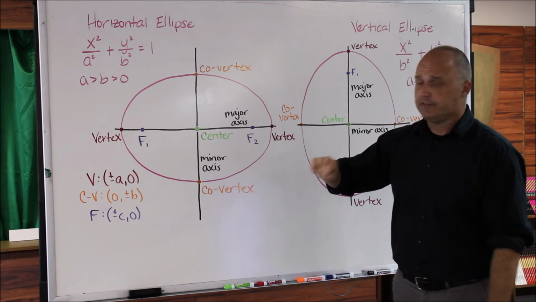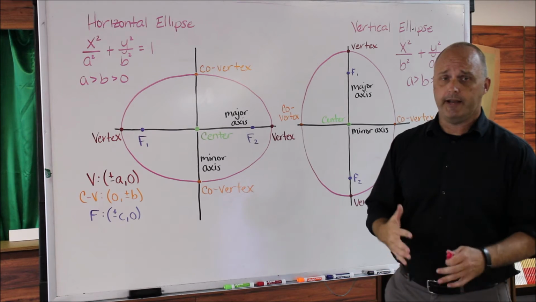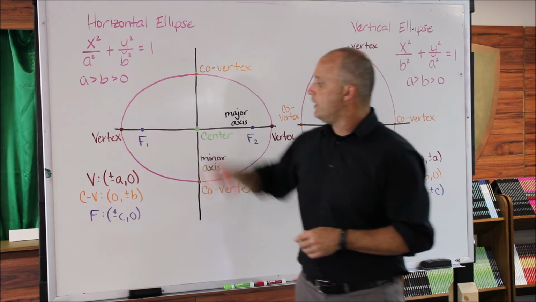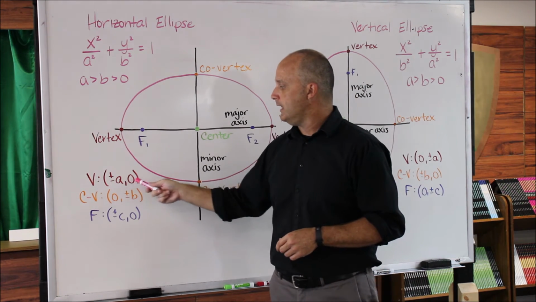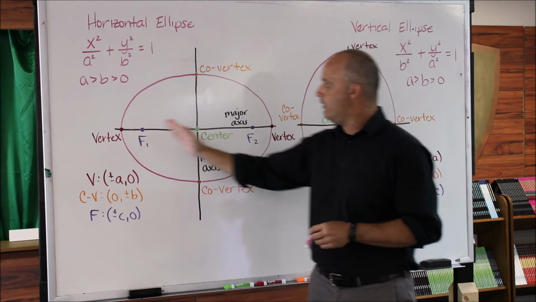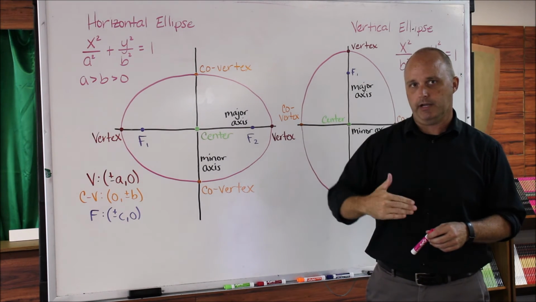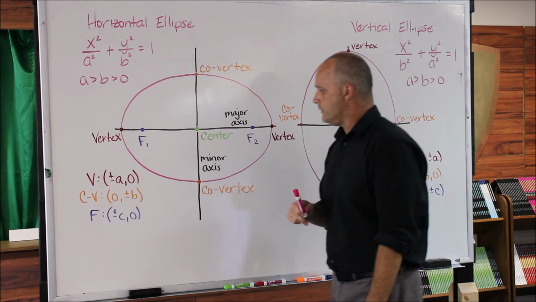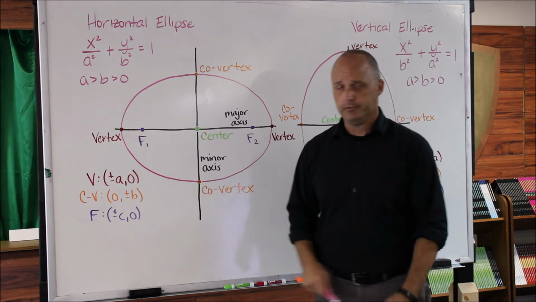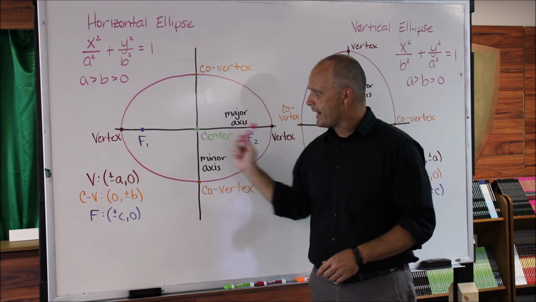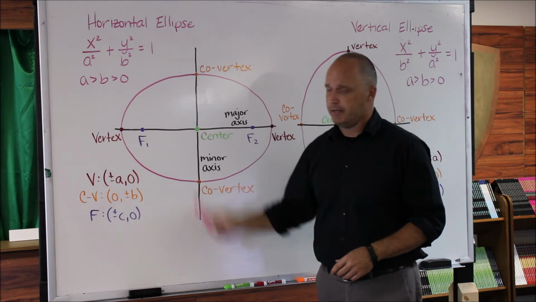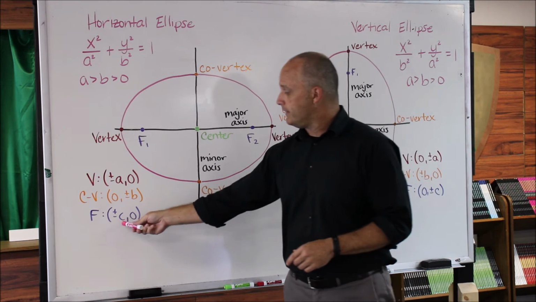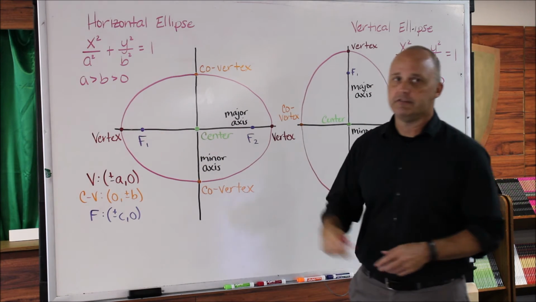Now, the vertices, the co-vertices and the foci are all going to have specific points. The vertex points on a horizontal ellipse are going to be at plus and minus a and then 0. So you can see that you're going to move along the x-axis and you're not going to move up or down any as long as our origin is 0, 0. The co-vertices are going to be located at 0, plus or minus b. So we're not going to move left or right any. Instead, we're only going to move up and down. Then our foci, or the two focuses, will be at plus or minus c and 0. And they're going to be located inside of the ellipse.